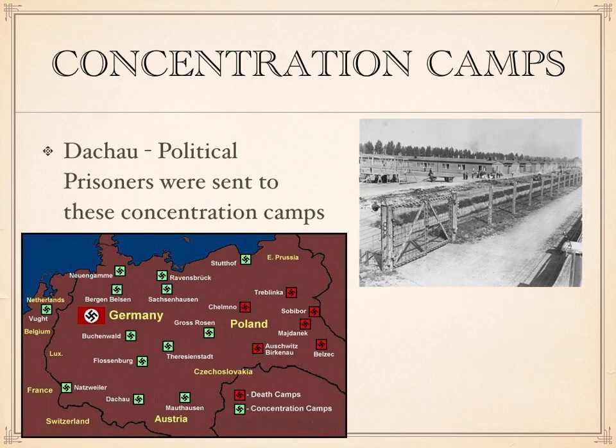On top of that, the first concentration camps were set up, and this is where political opposition would be sent. Dachau, as you can see here on the map, was set up in 1933.